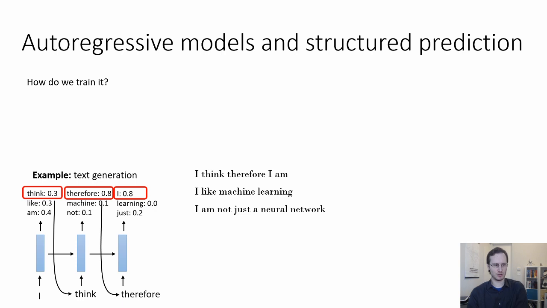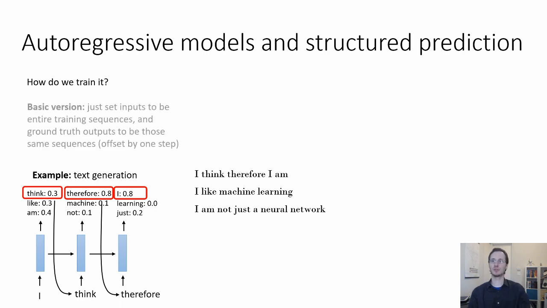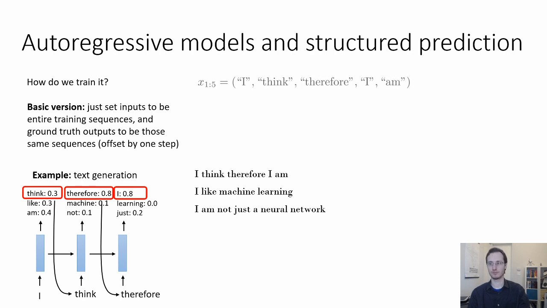Okay, now how do we train this thing? Well, the simplest way to train it, which is the most obvious, is to just set the inputs to be the entire training sequence and the ground truth outputs to be the same sequence but offset by one step. So basically, instead of asking the neural network during training to just dream up a sentence, you're really asking it to complete a sentence. You're saying, at time step t, take all the words from time step 1 to t and output the word at time step t plus 1.